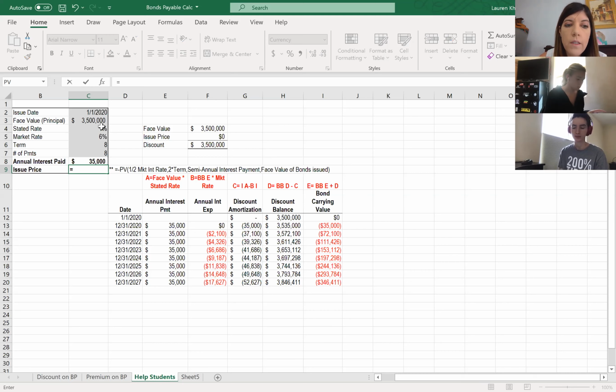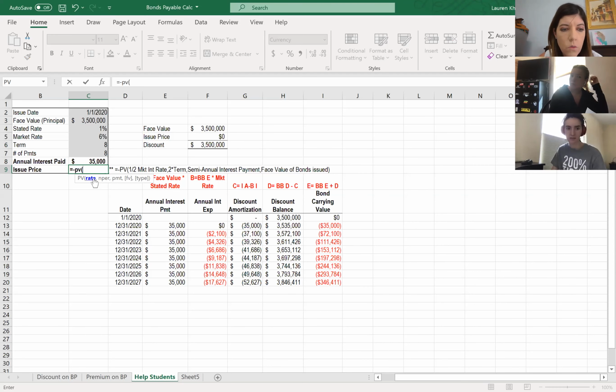For the issue price equals negative present value, open parentheses. What number do we put as the first number? It tells us rate, number of periods, payment, future value. Market rate. So because we're paying interest annually, the market rate is 6%. We don't have to do times 1/2. I'm sorry, yes. Thank you. I'm making sure you're paying attention.